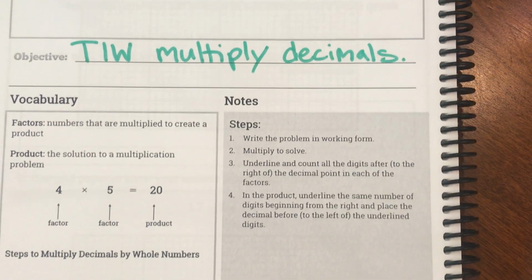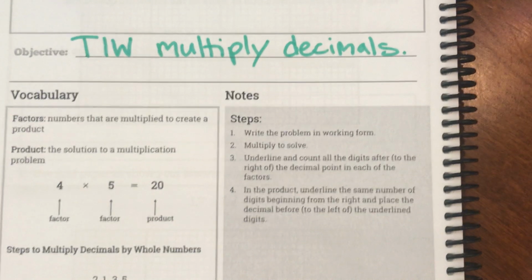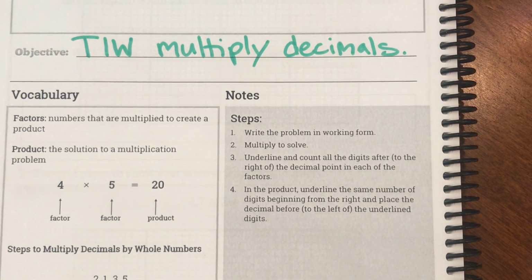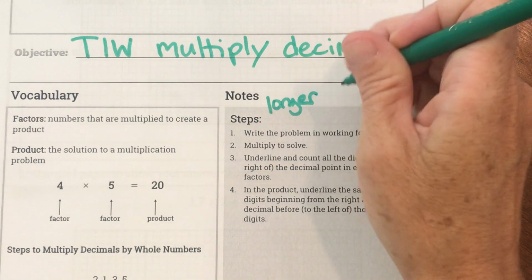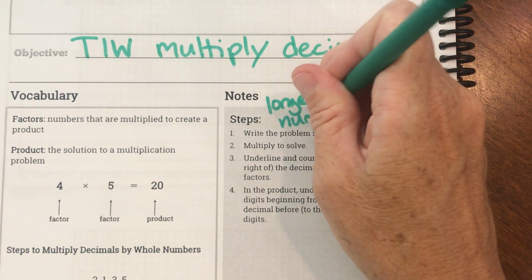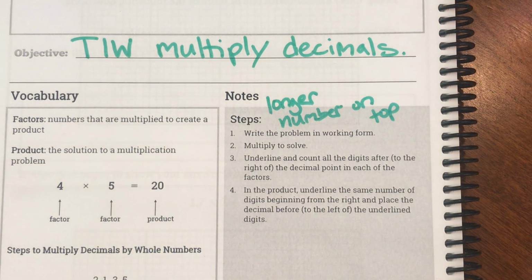So let's come over here and look at our actual steps. It says we're going to write the problem in working form. Working form just means we're going to set it up vertically. And what I always like to do is put the longer number on top. I know sometimes people say we always put the larger number on top. I actually always say we put the longer number on top. So I might include that in step one, that when I say working form, I put the longer number on top. And then we're going to multiply to solve.